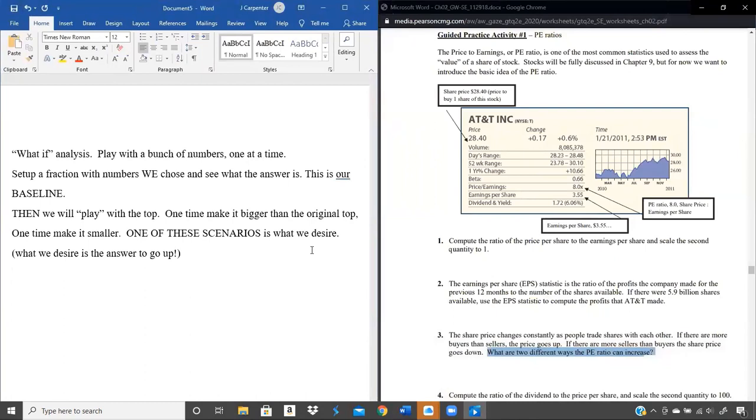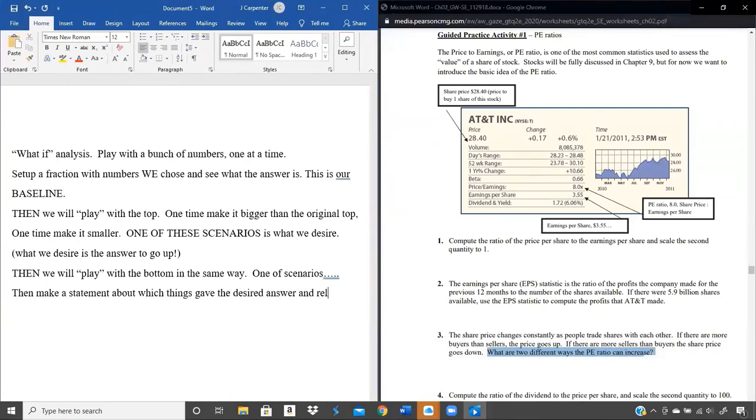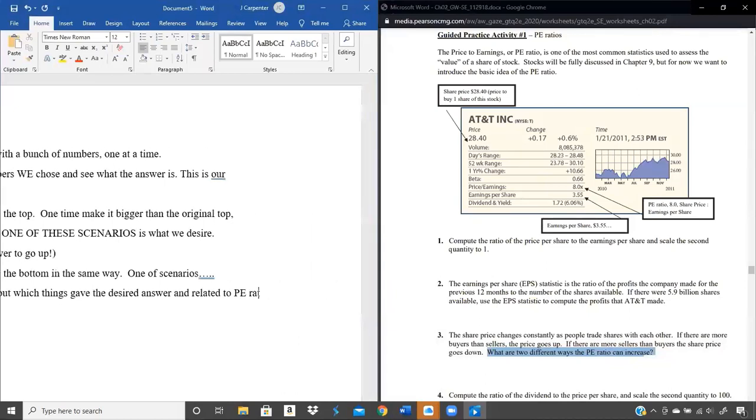Scenario B, we'll play the same way. And one of the scenarios is what we desire, to make the whole thing go up. Then make a statement about which things gave the desired answer and relate to PE ratio.